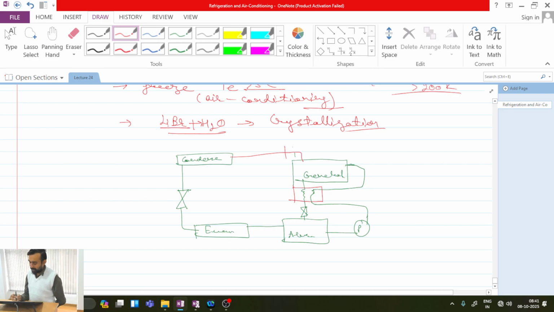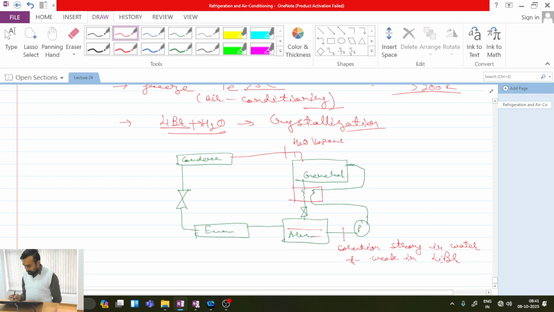Okay, so here I will be having pure water vapor. Here I will be having solution which will be strong in water and weak in lithium bromide, because more water composition is there.